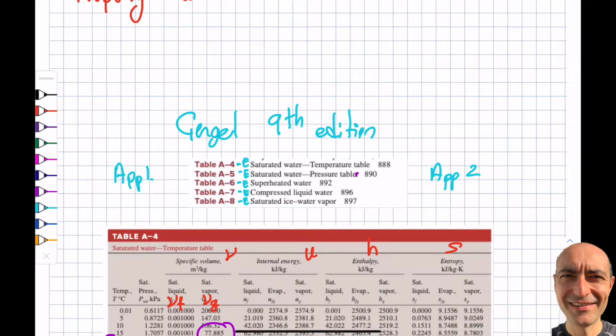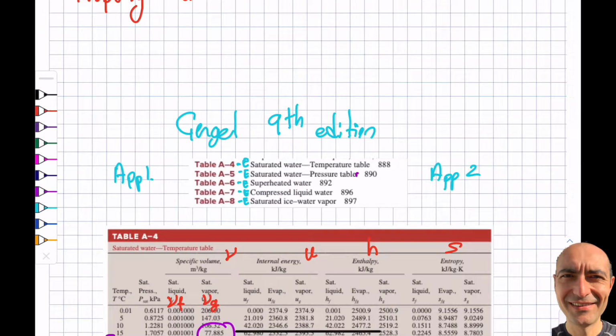Okay, I wanted to do a really focused segment on this because I will see issues. The question is this: how to choose which table to use? Because let's say that this, in fact, was superheated water.